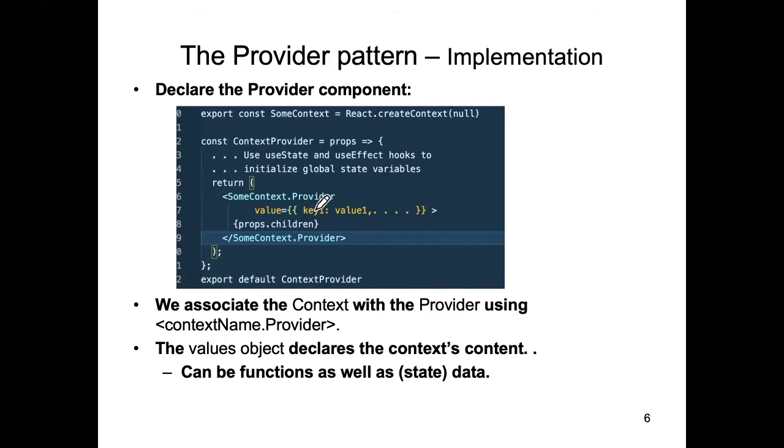The keys can be anything you want them to be. The values can be anything you want them to be. More than likely, the values will relate to maybe the state data that's being managed up here. In fact, it almost definitely will be, but it could be any value. The value could be a function that you've declared somewhere inside here. Either way, this is how we populate the context, if you like.